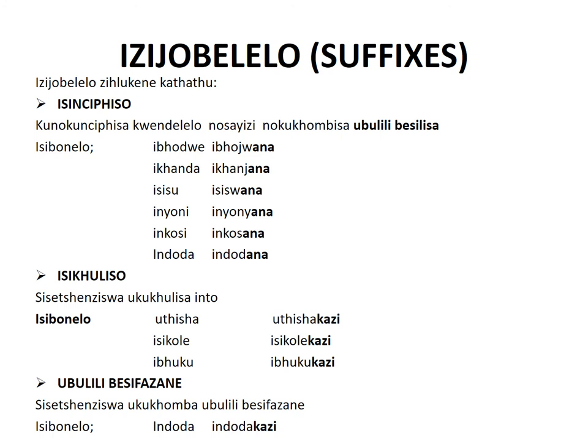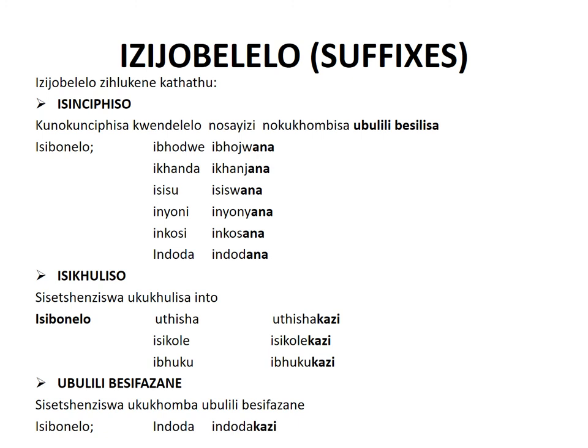Inkosi is a king. Now, ubulili besilisa, that is a male gender. Inkosi is having a son, which is inkosana. And indoda is also having a son, which is called indodana. Sikholelwa ufundeke lapho grade 5 izinciphiso, ukuthi zinciphiswa kanjani, on your own. We do have it in our booklets.